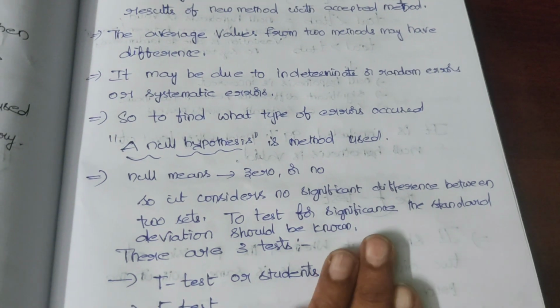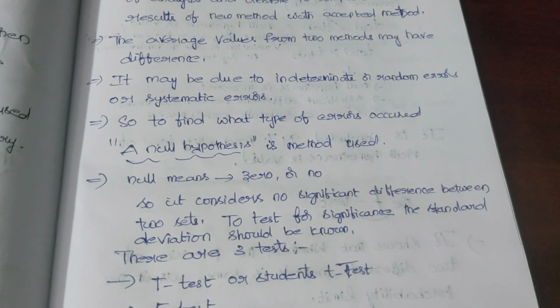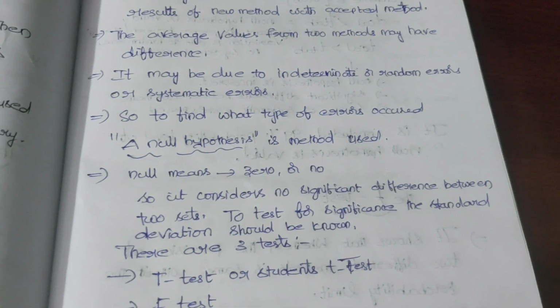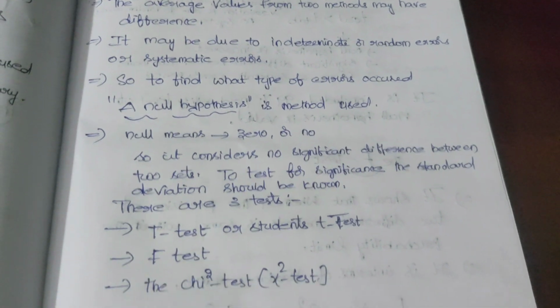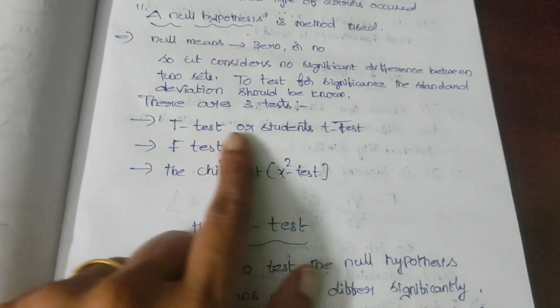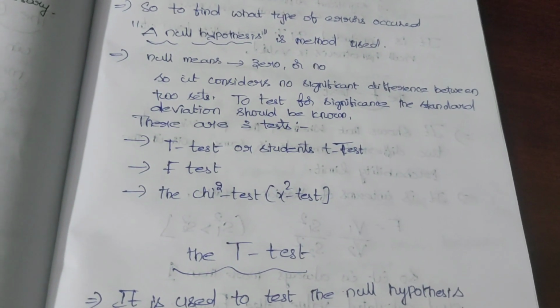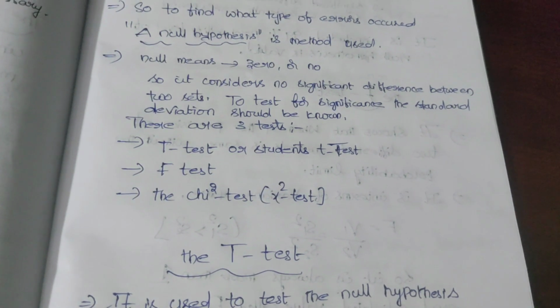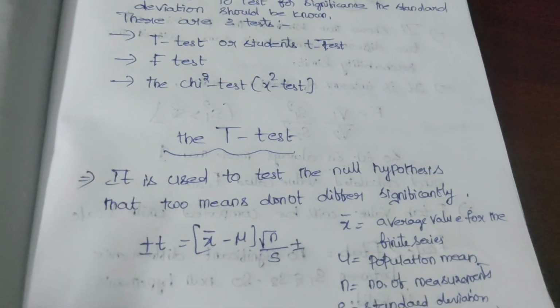To test for the significance, we should know the standard deviation. That is, how much it can deviate, what is the range of deviation of these two. So there are three tests for significance. Importantly, the t-test or student's t-test, the F-test and the chi-square test. First we will see what the t-test is.